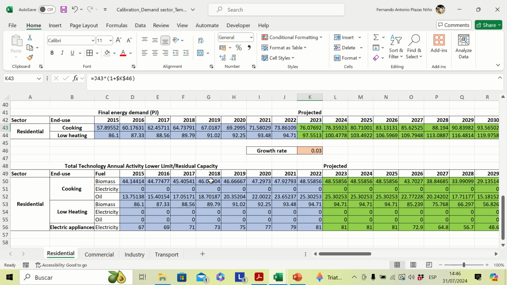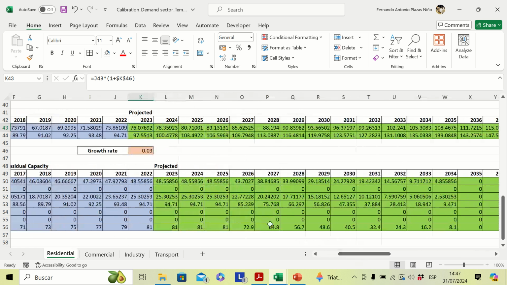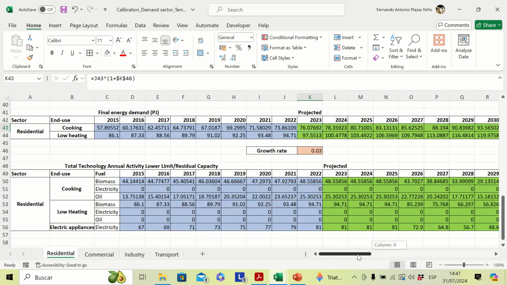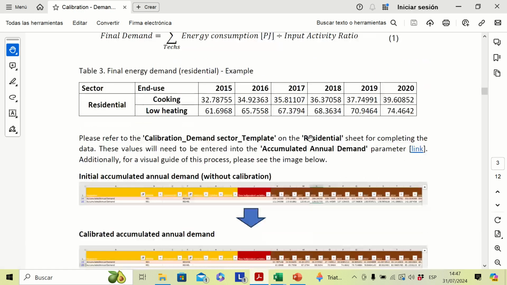Both this annual lower limit and also residual capacity are the same value, so it is not necessary to do any extra steps. And also the calculation of the different residual capacity and the corresponding lower limit through time is also estimated using this template. Once again, the assumptions behind this progression are described in the hands-on, just for your knowledge as well.